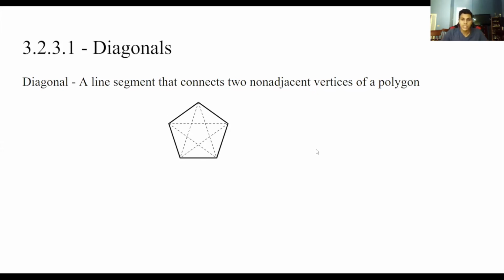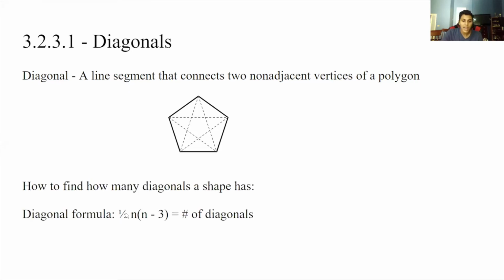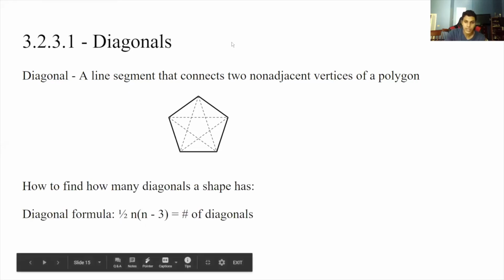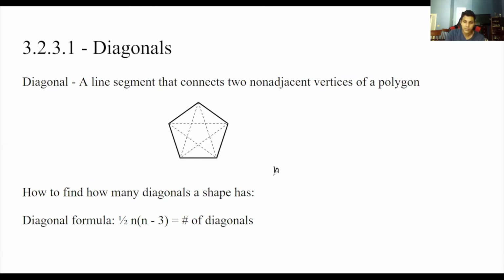So now I'm going to teach you a formula to find how many diagonals any shape has. And the formula goes like this. 1/2 n times n minus 3 will give you the number of diagonals in a shape, where n is the amount of sides or amount of vertices in a shape. Because remember, a shape will always have as many vertices as it has sides. So n is the amount of sides or amount of vertices. So therefore, you take 1/2 times the amount of sides times the amount of sides minus 3, and that gives you the number of diagonals.